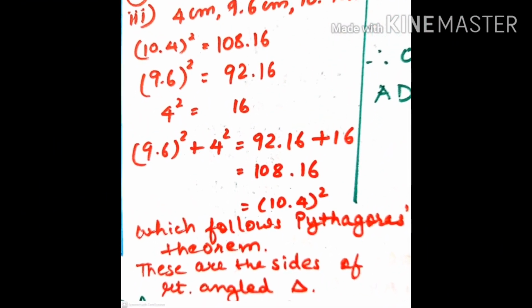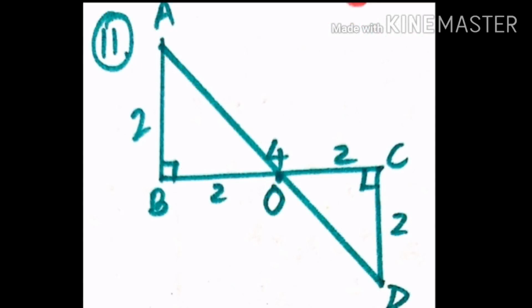Question number 11. Find the distance of D from A. Unit of length is in centimeters. You are already given in the figure AB is 2, BC is 4 and CD is 2. So you have to find the distance from A to D, which I have joined with a line, you can see, and the BC value is 4.